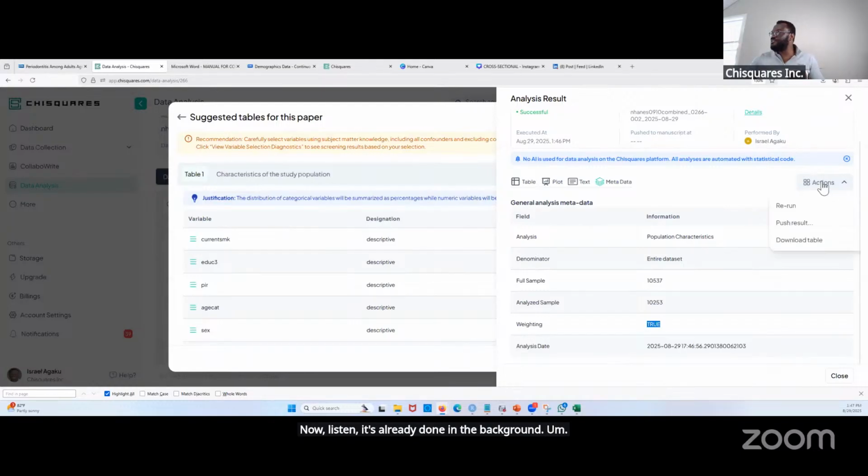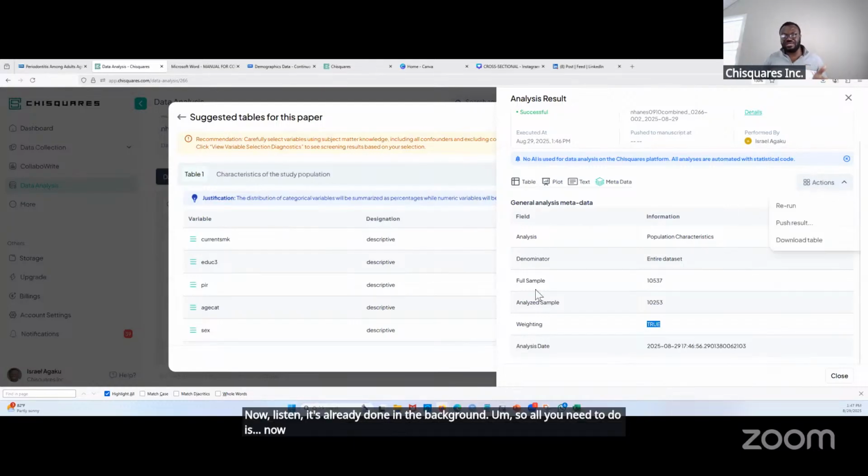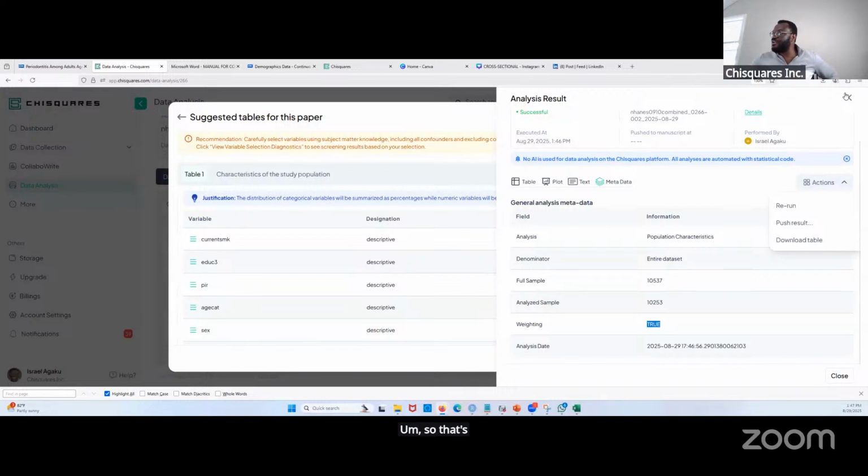So all you need to do now is push the results to your manuscript, right? So that's that. I don't necessarily want to go into the details of manuscript writing today.